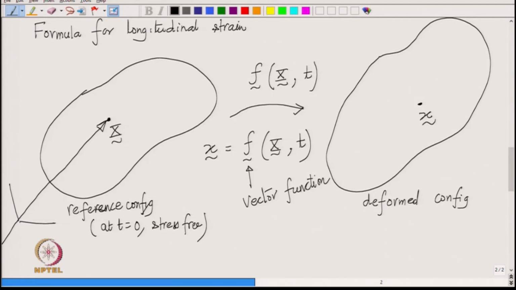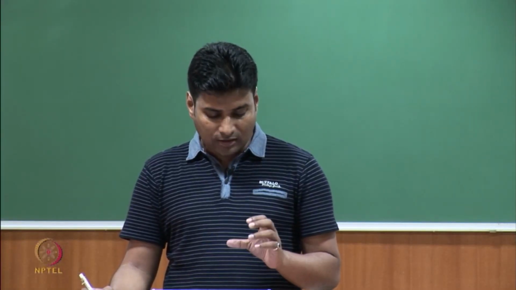Because it is giving me the final position of any point, and the final position has 3 coordinates in 3 dimensions, small x1, small x2, small x3, right. Therefore, it is supposed to be a vector function, and it depends on big X, which is also a vector, because any point in the reference configuration will have 3 coordinates, big x1, big x2, big x3, is it not.